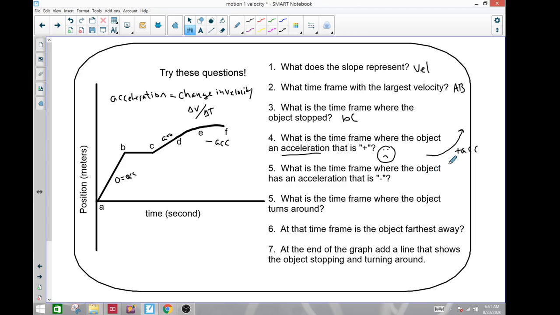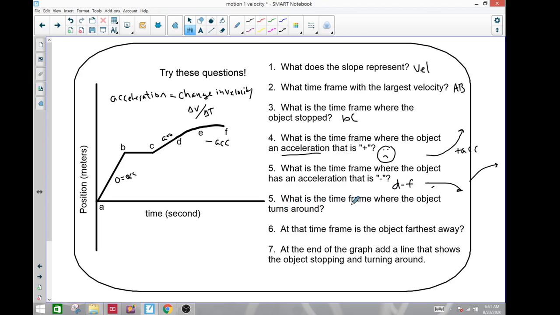Again, we'll definitely get more into this as we move along. What is the time frame where the object has a negative acceleration? This is where we're losing velocity. It looks more like we need to go this way, and that would be in this frame here. Let's say D to F, slowing down.